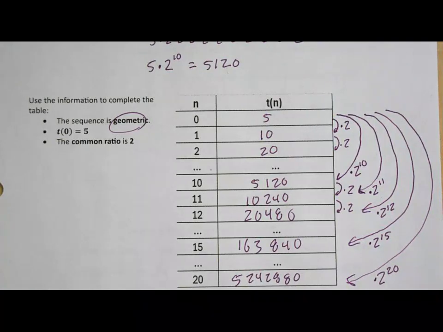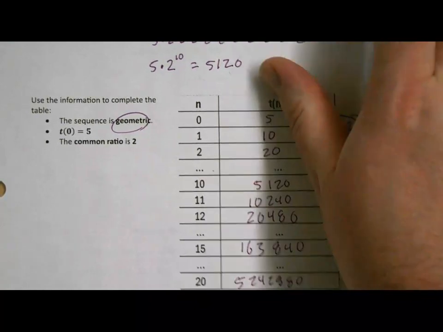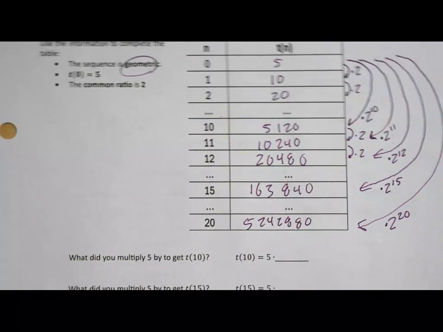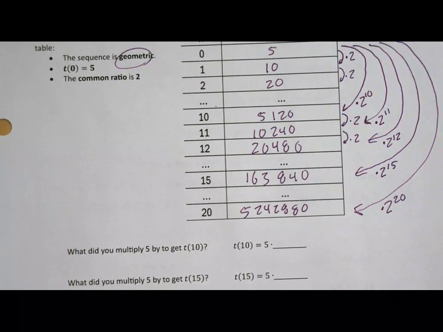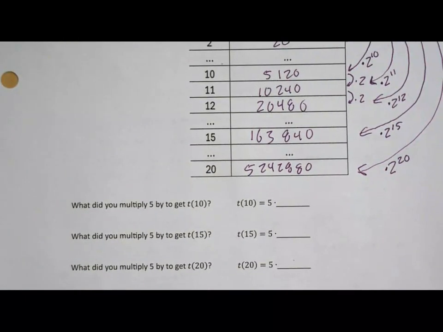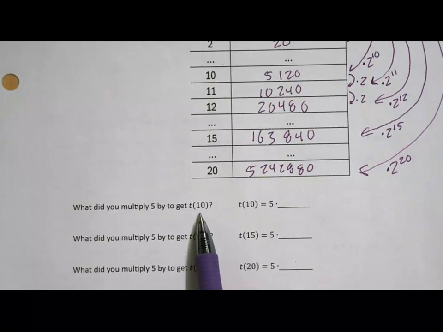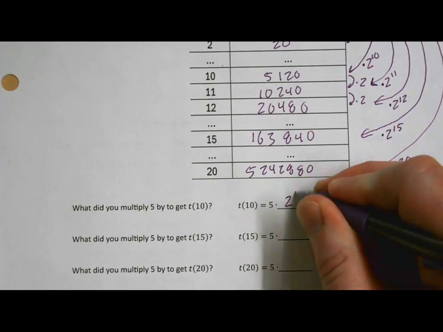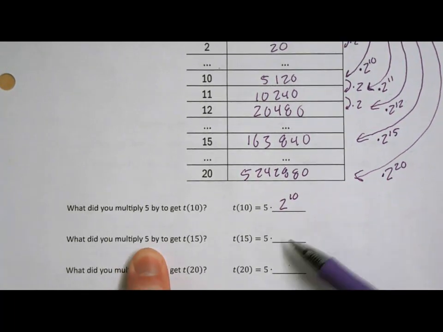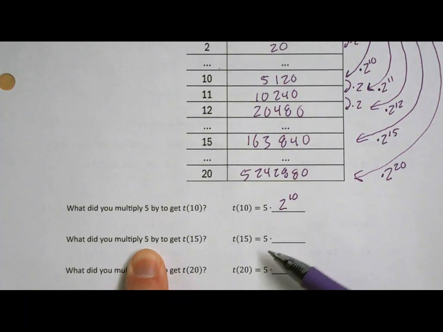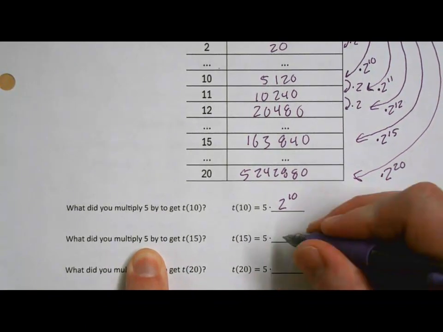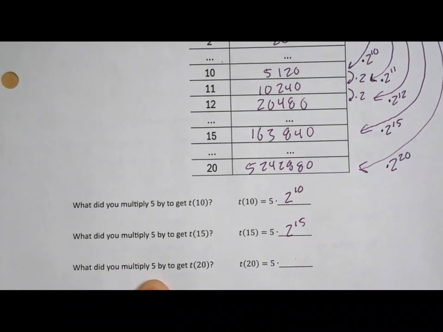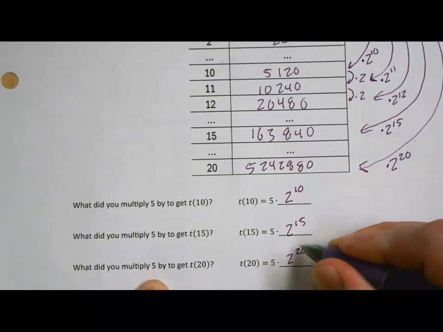All right, these next few questions are going to build us up to writing equations for these things. So please, please, please, let me get your attention again. Does anybody need a moment before we move on? All right, answer me this question. What did you multiply 5 by to get your 10th term? Times 2 to what power? To the 10th power. And what did you multiply 5 by to get your 15th term? So 2 to the 15th power, right? And what did you multiply 5 by to get your 20th term? By 2 to the 20th power.